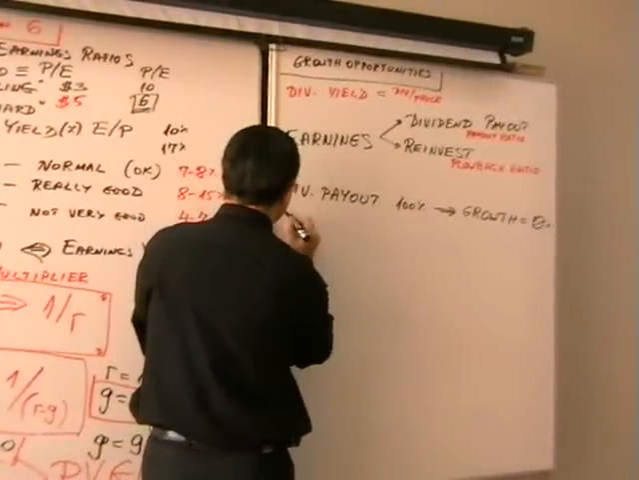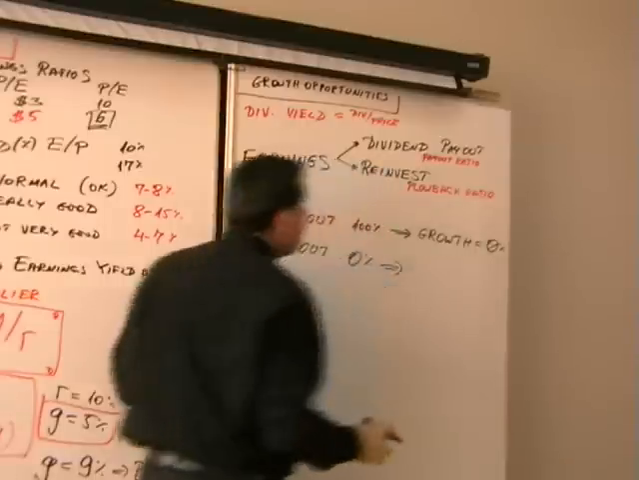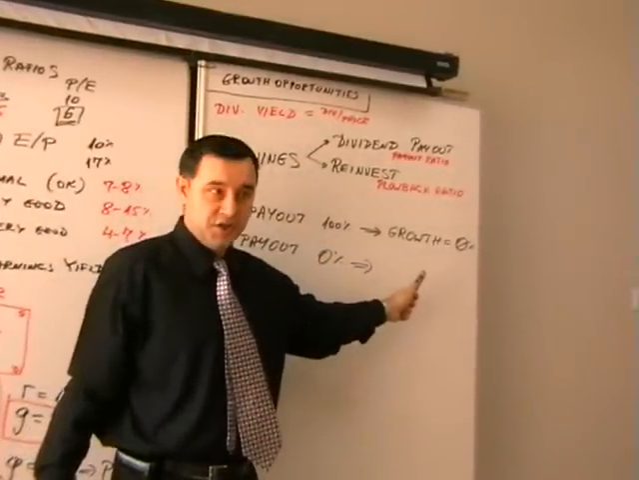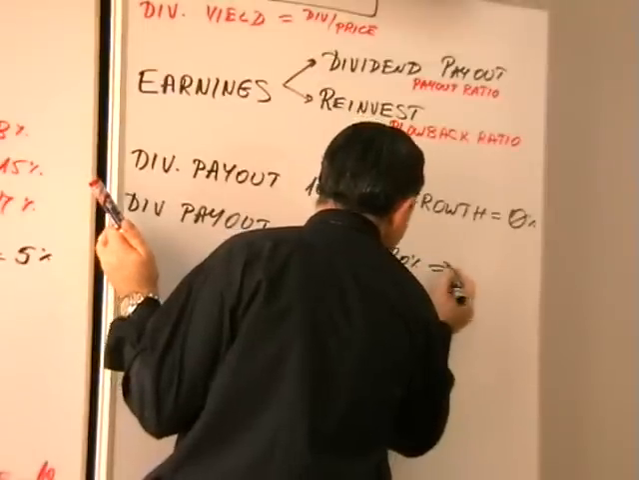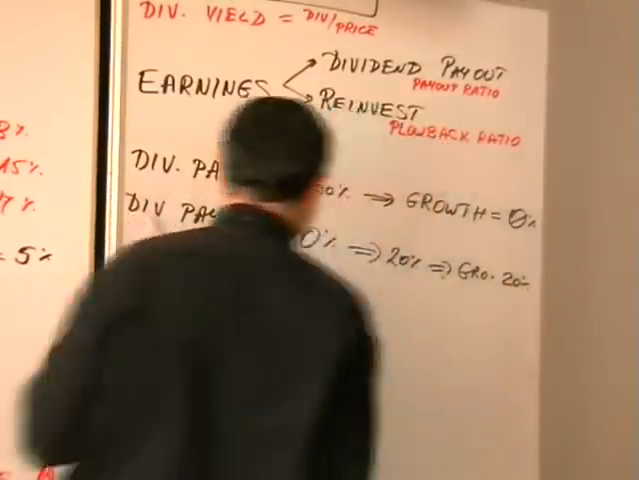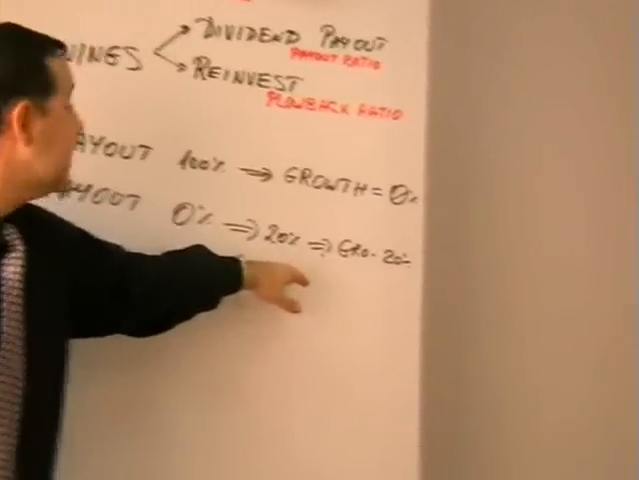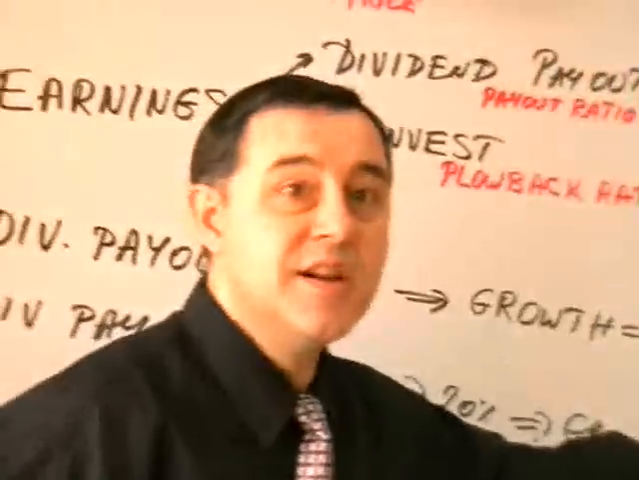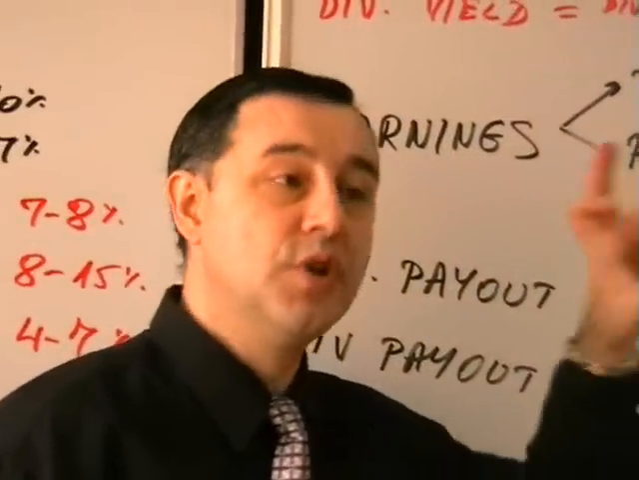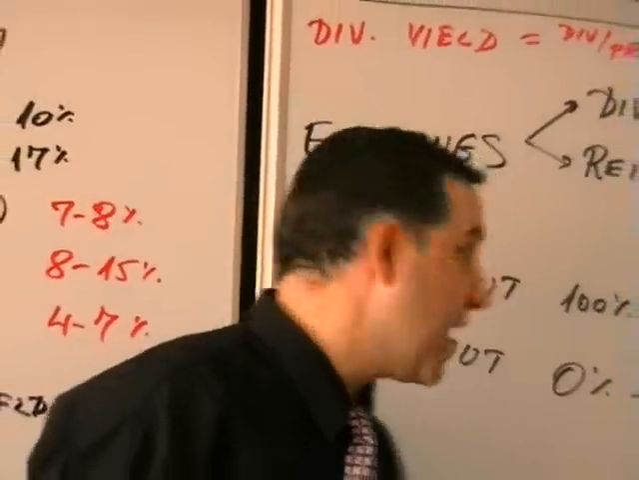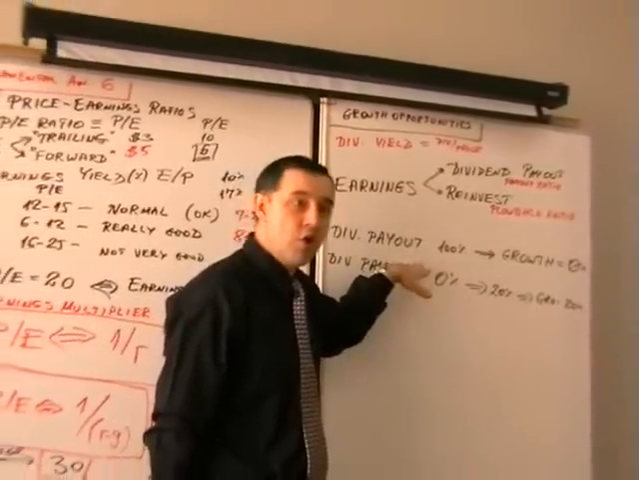Now the alternative will be a dividend payout of 0%, and then the company grows with earnings. So if earnings grow at 20%, and you reinvest all, the company will grow at 20%. Alright? If you reinvest zero, the company will grow at zero. If you reinvest half, the company will grow with half, only 10%. So the dividend payout ratio is an indicator of whether the company can grow or not.